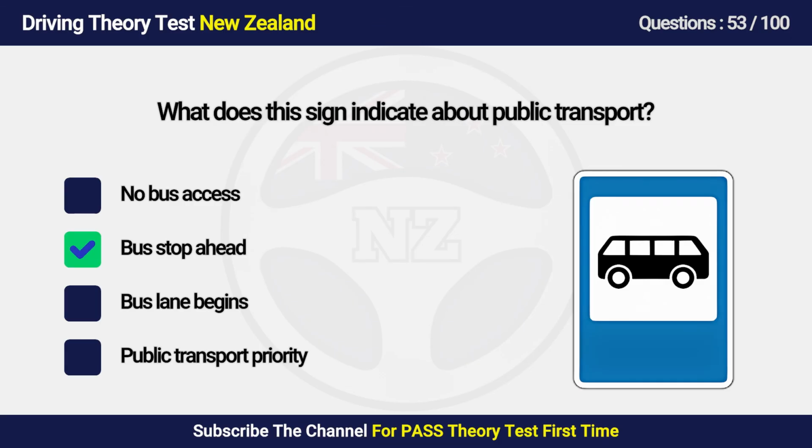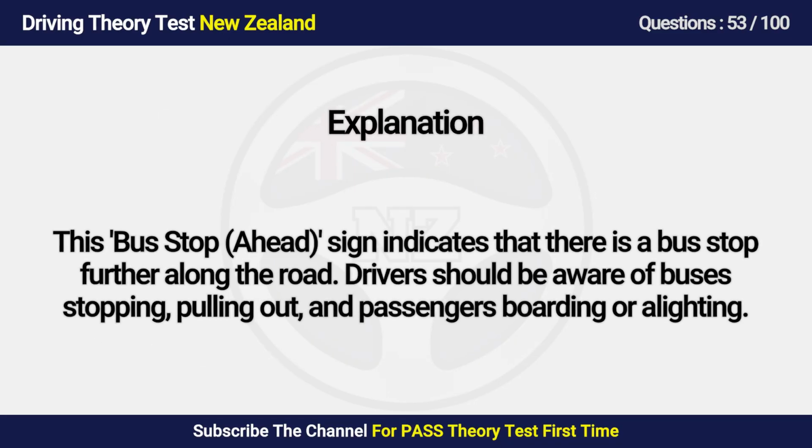Answer is B. Bus stop ahead. This bus stop ahead sign indicates that there is a bus stop further along the road. Drivers should be aware of buses stopping, pulling out, and passengers boarding or alighting.